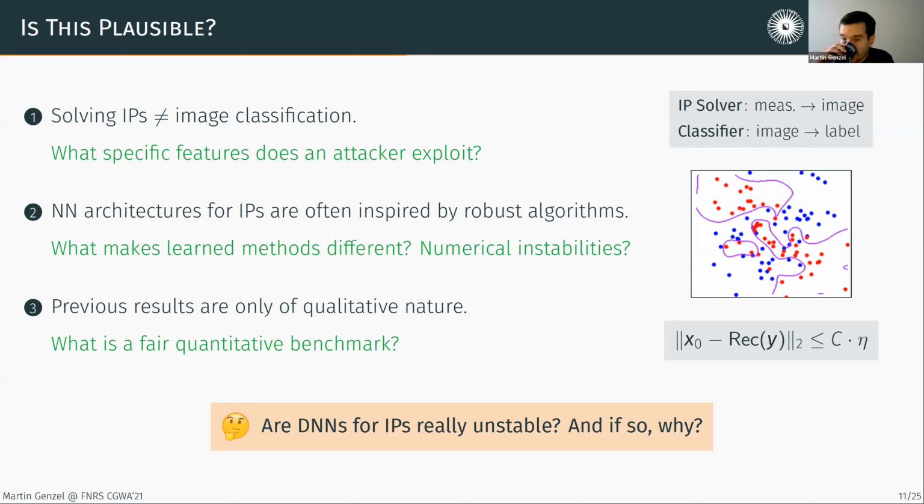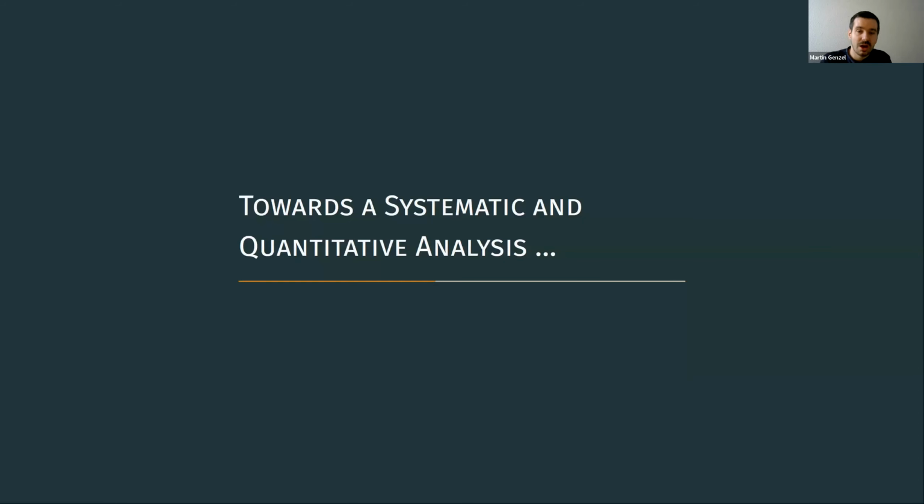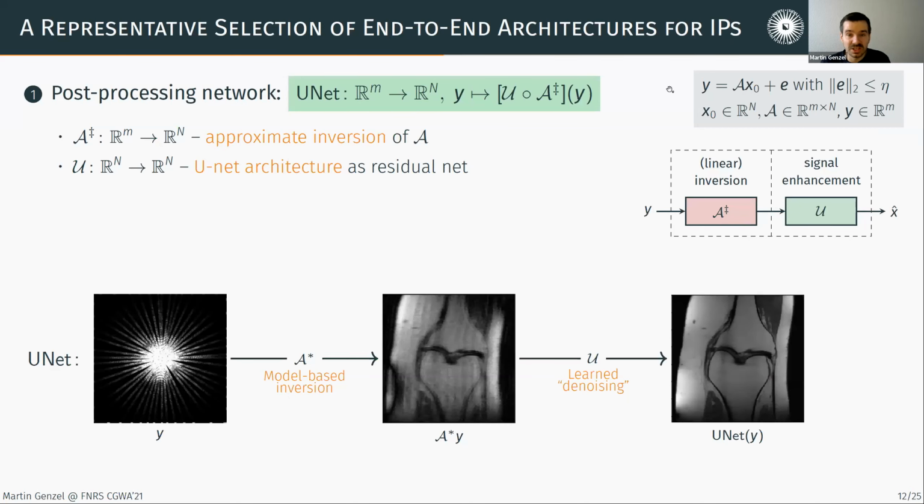Okay, so that was the starting point. Now let's speak about the case study that we conducted. Before I can actually show you some results, we need to speak about technical aspects, in particular about the kinds of new networks that we considered. So here we really try to come up with a representative selection of end-to-end architectures.